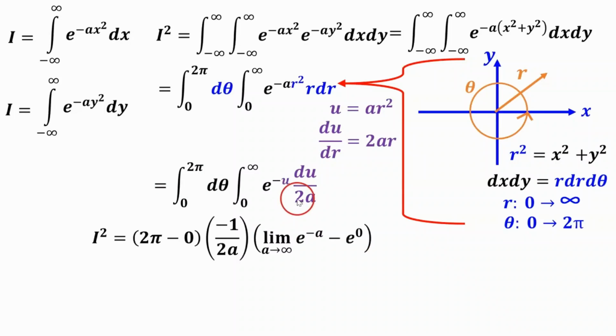And at this point, we can integrate. The integral of d theta is theta from 0 to 2 pi. The integral of e to the negative u is itself, e to the negative u, with the negative sign. So here's that negative sign. The 1/2 and the a we pulled out of the integral. And now we're evaluating this at the limits.